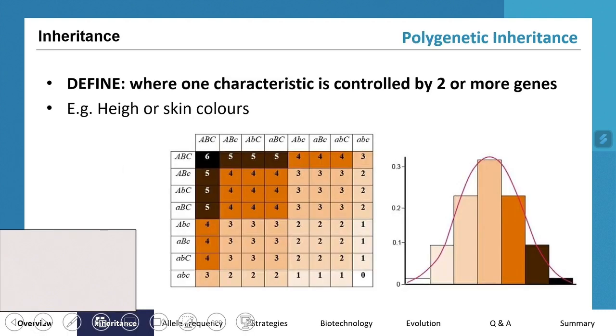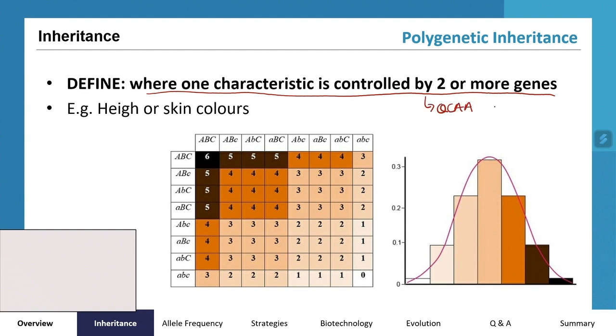Now, going on to the final topic for the inheritance concept, there is one other multiple allele inheritance pattern called polygenic inheritance, and that is where one characteristic is controlled by two or more genes. This I've given you as the QCAA definition, by the way. And an example of this is human height, or skin color.